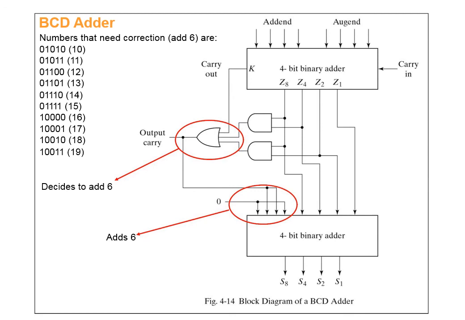This is the block diagram of a BCD adder, and we see that here we have two stages: an upper 4-bit binary adder and a lower 4-bit binary adder.